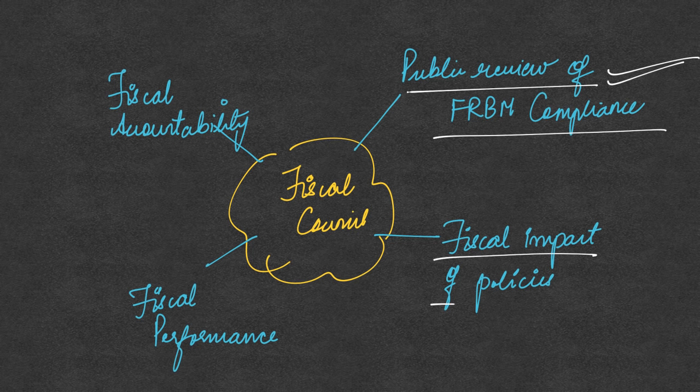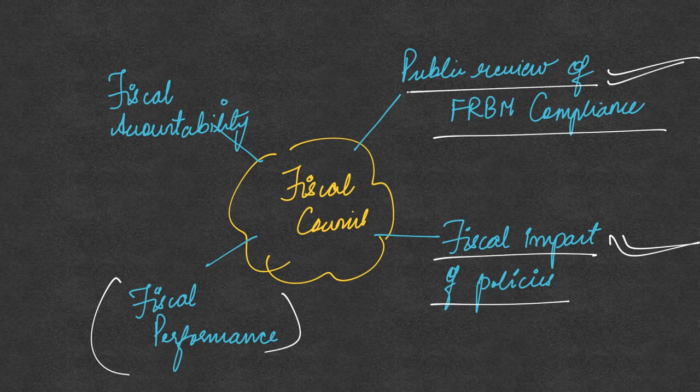The second is the fiscal impact of the policies. Whatever policies the government is announcing, the fiscal council is going to analyze the fiscal impact of these policies, and it may also come out with alternative policies and make a suggestion to the government that such alternative policies are going to have a better or a more optimum use of their fiscal resources. So it is going to study the fiscal impact of the government policies as well.